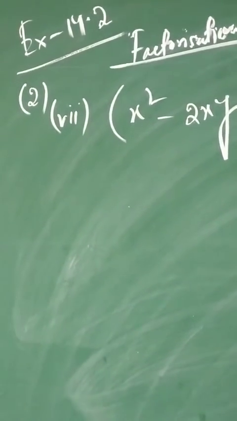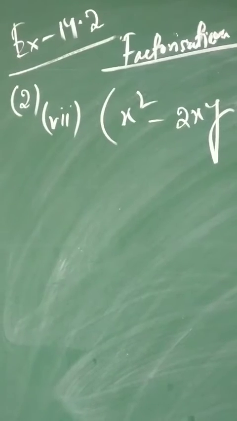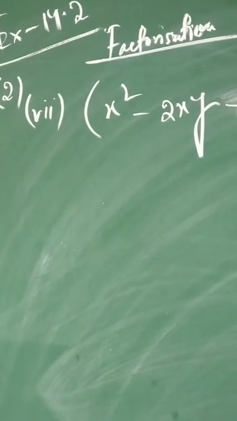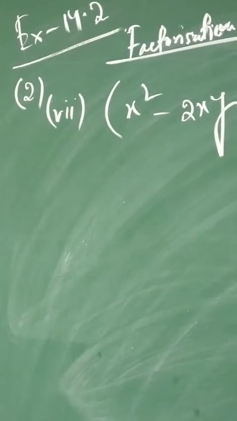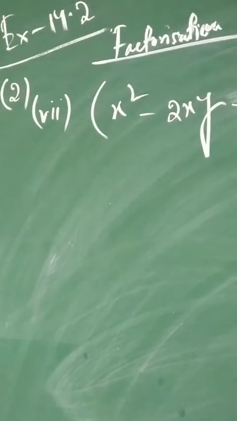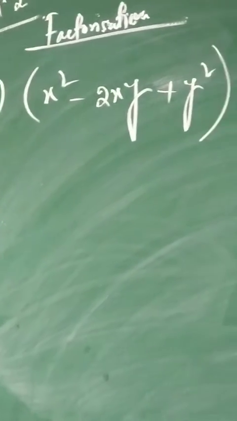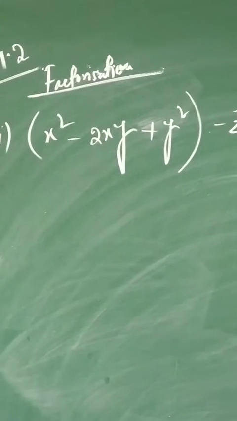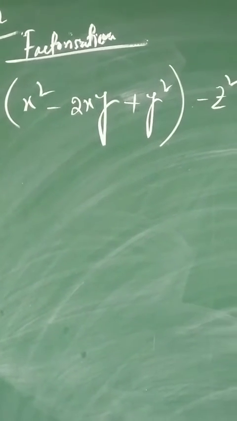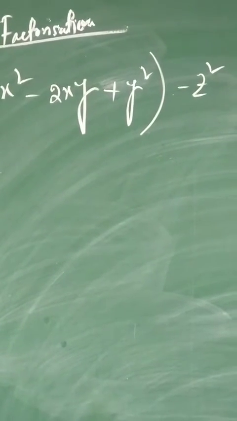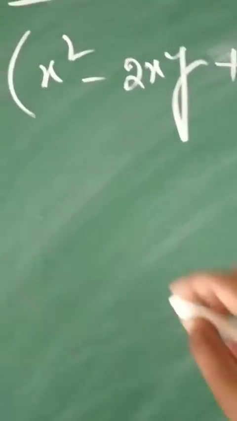Children, we have completed question number 1 of exercise 14.2 and we are going to start from question number 7, exercise 14.2. So the question which I have written over here on the board is x square minus 2xy plus y square minus z square. So children, this one should be factorized.